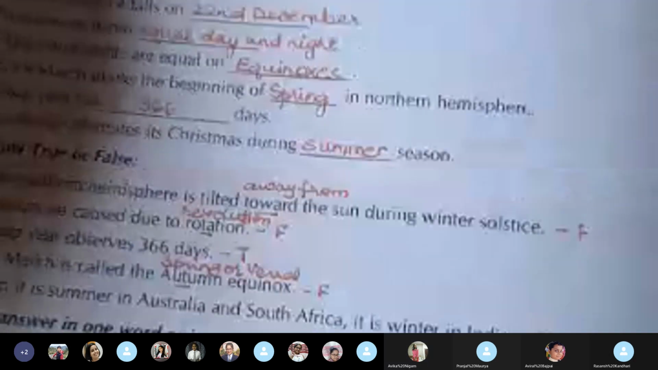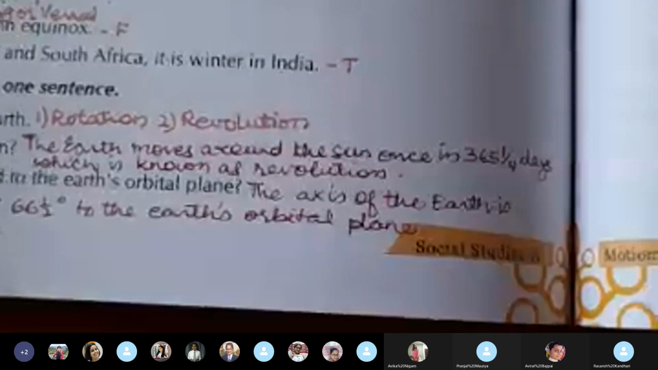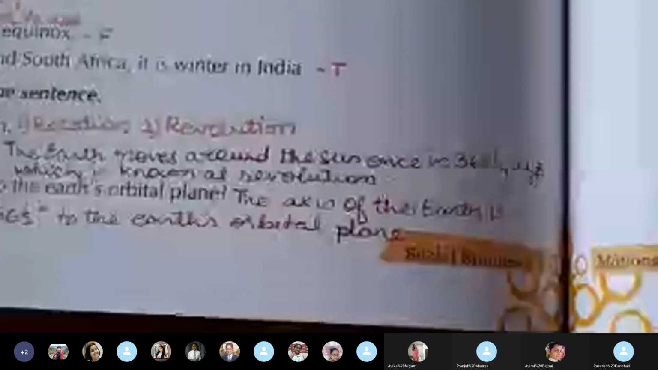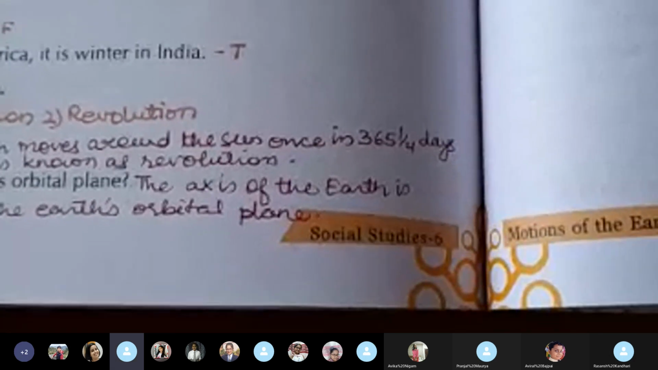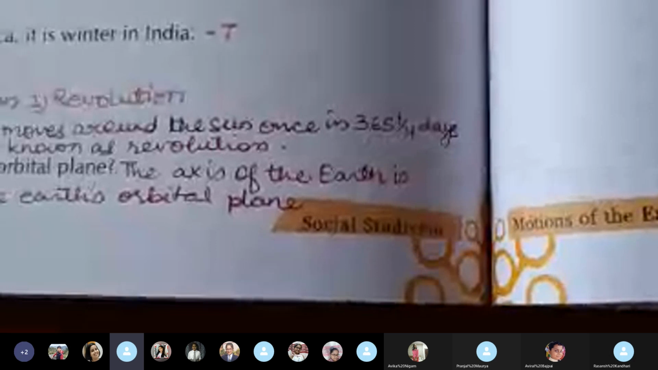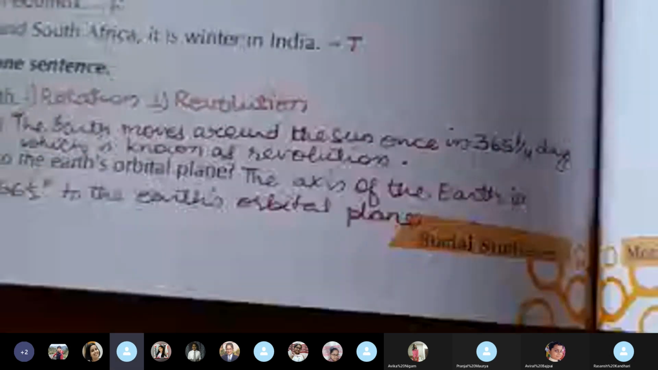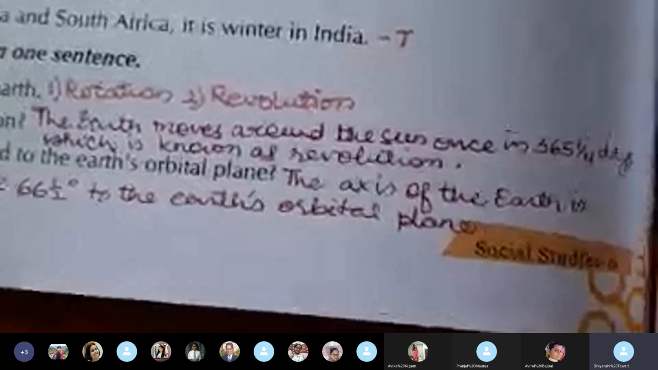Coming to the next one. What do you mean by revolution? Answer: the earth moves around the sun once in 365 1/4 days, which is known as revolution.